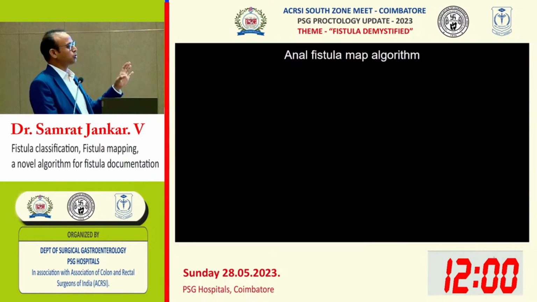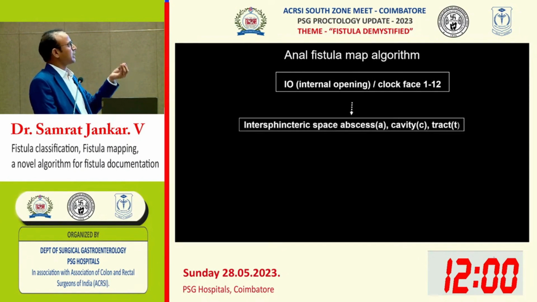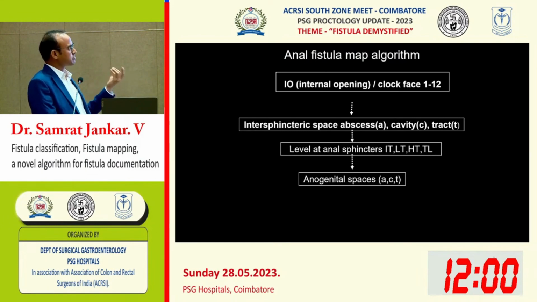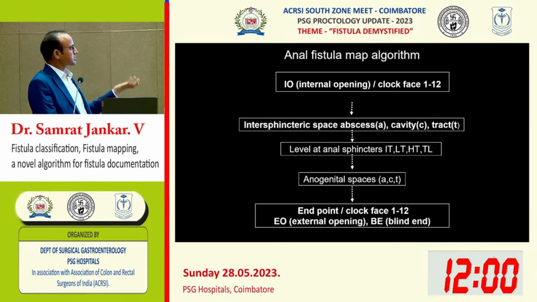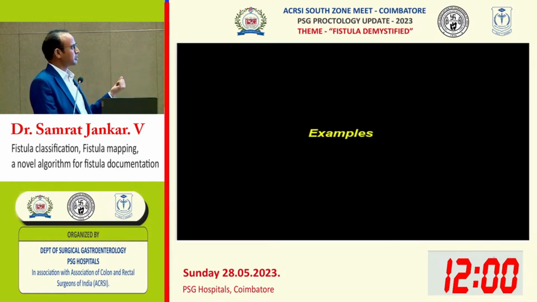If we get all those things written in the map, we can assess where the internal opening is. We can assess the intersphincteric space: is there any abscess, cavity or tract. At the levator, is it intersphincteric, low transsphincteric, high transsphincteric or translevator. Of the 7 anogenital spaces, which one is involved. The external end: where it is ending, is there an external opening or a blind end, we need to tell everything. If we are going for a LIFT, we can use the prone position diagram. If we are going for a routine procedure, we can use the lithotomy position diagram.